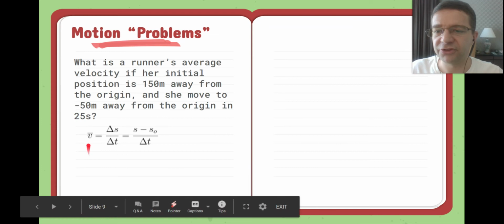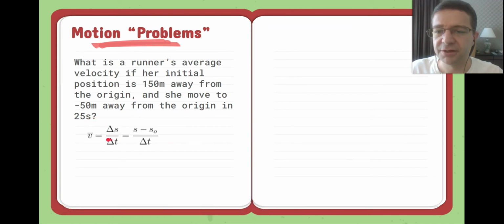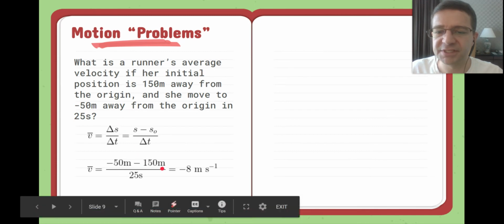To start with, we'll use our expression for average velocity. The average velocity is the change in position over the change in time, or the final position, s minus s0, over delta t. Now we can substitute in some values, the final position being negative 50, the initial position being 150, and the time interval being 25 seconds. It's a simple step of math to get minus 8 meters per second. This is written as meters inverse seconds, just to be very clear.